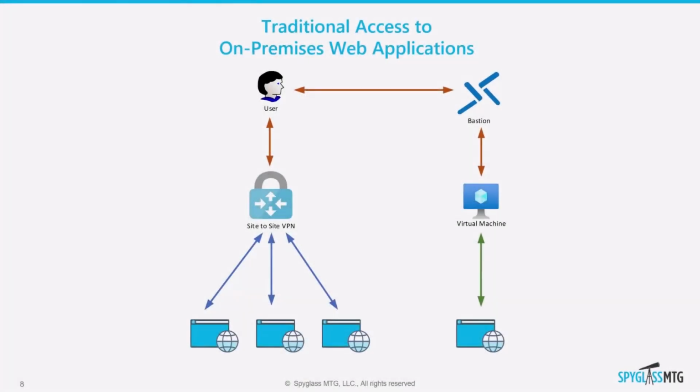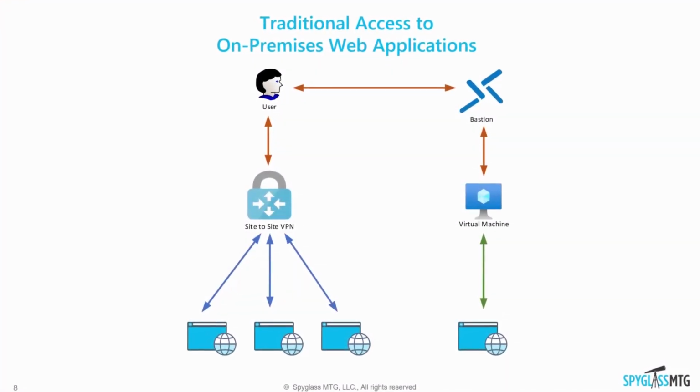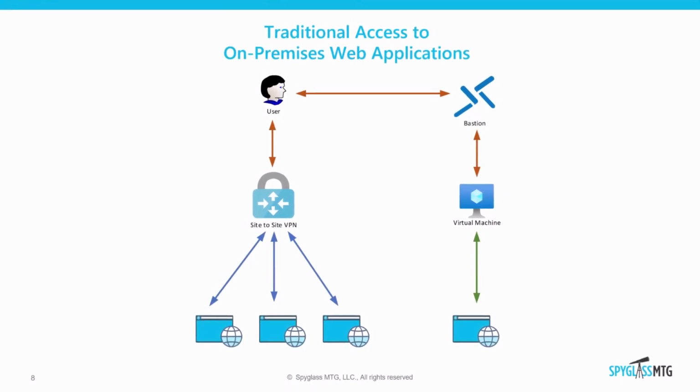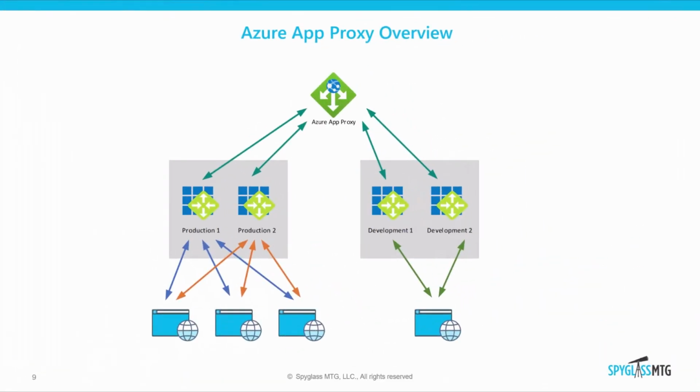We see many organizations using jump boxes or even VPN connections to allow users to use web-based applications that are deployed on premises. There is often a better way, and we try to guide our customers to use the Azure App Proxy.